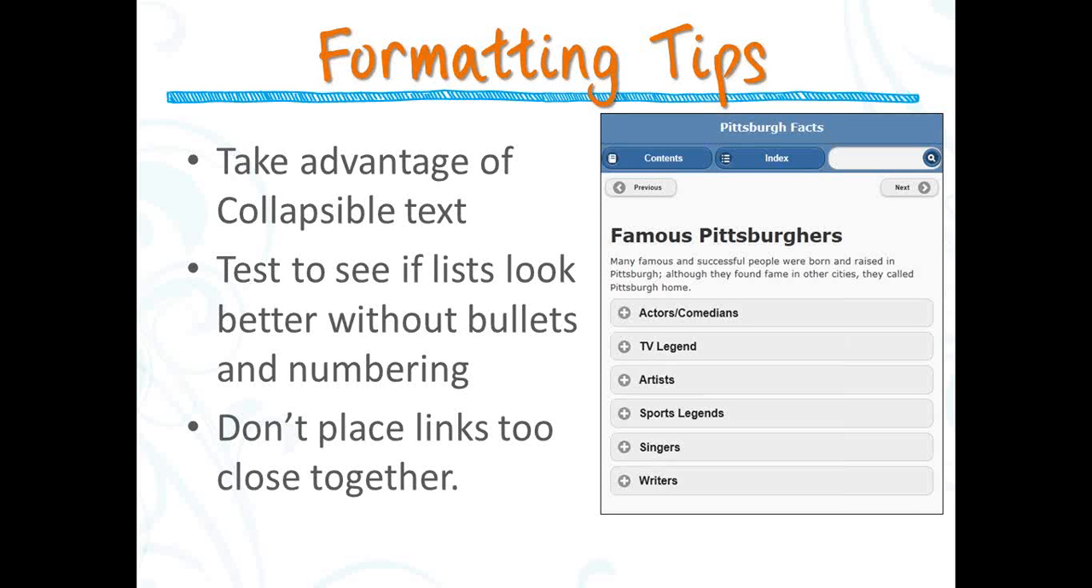Now bullets and numbering, talking about formatting. Perhaps in your outputs, bullets and numbering take up too much room in the user interface. Maybe you want to test how your mobile output looks without them. So you could use conditions in DocToHelp or rich text variables to manage that. So if you decide you want bullets and numbering in all your other outputs but not your mobile, you could do that. Easy to do. Don't place links too close together. That helps with the fat fingering.